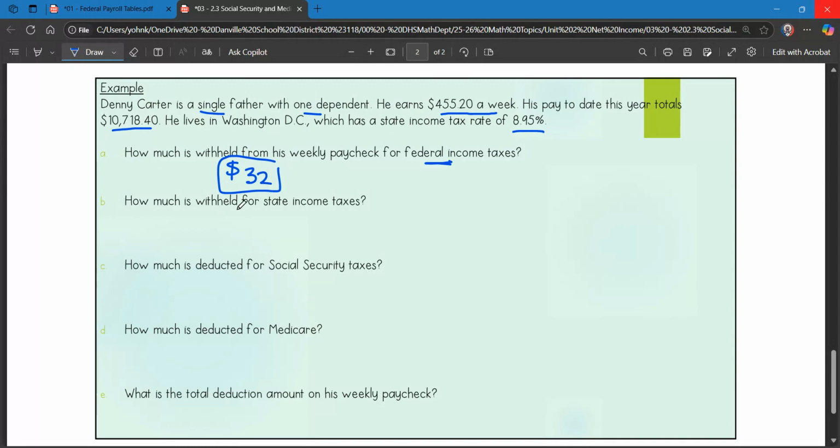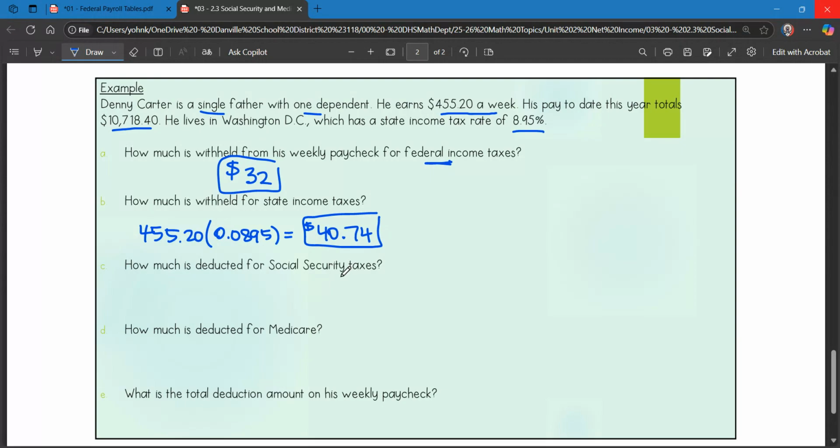All right, part B, how much is withheld for state income taxes? So notice that state income taxes is not taxable wages, but it just is a state income tax rate. So that means I don't do any of the subtraction of 2,000, 4,000, or 2,000. I'm going to just take the amount that he earns per paycheck, $455.20, which in this case is weekly, and multiply it by 8.95% as a decimal. So 0.0895. If I multiply this, I get $40.74 taken out for state income taxes.